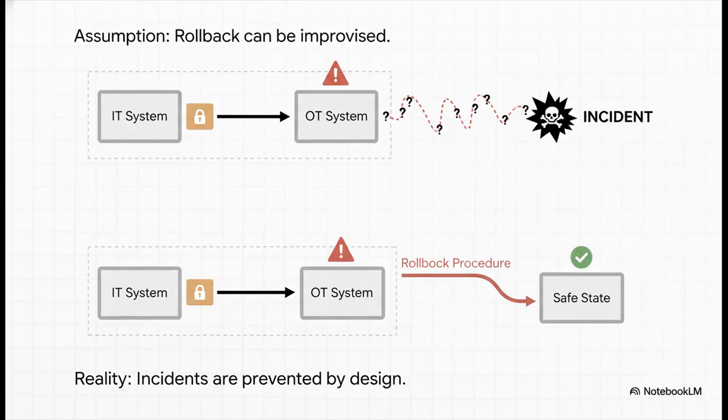And this gets to a really common and dangerous misunderstanding, especially for folks who come from a pure IT background. You simply cannot assume that you can improvise a rollback on the fly. It just doesn't work that way. In a regulated, physical environment, making that assumption doesn't just cause downtime, it causes incidents. Your rollback plan has to be every bit as robust as your deployment plan, period.